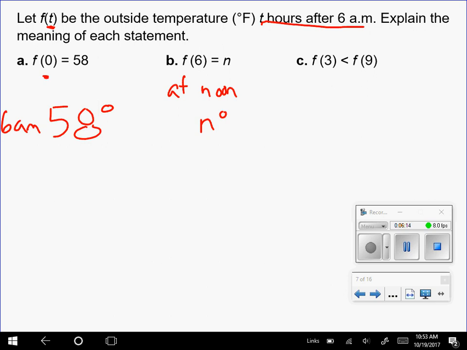And then the last one, we have f of 3 is less than f of 9. So what does that mean? This is at 3 hours after 6 a.m., so at 9 a.m., the temperature is less than the temperature at 9 hours after 6 a.m., which would be 3 p.m. Would that make sense that it would probably be less than? Well, probably, depending on the time of year and where you live. But at 9 a.m., the temperature is less than at 3 p.m.